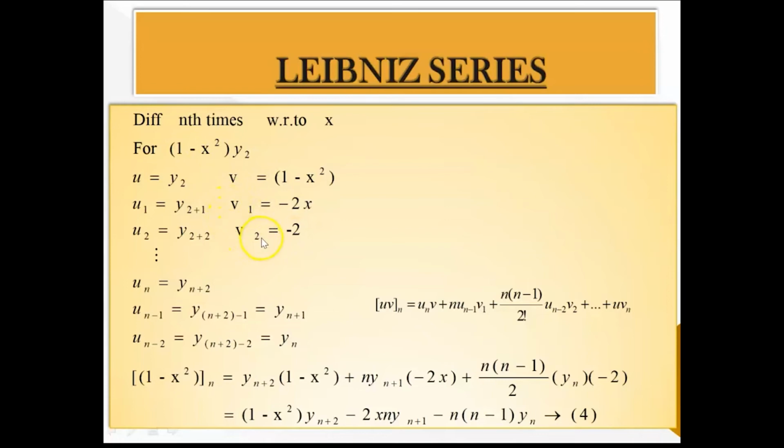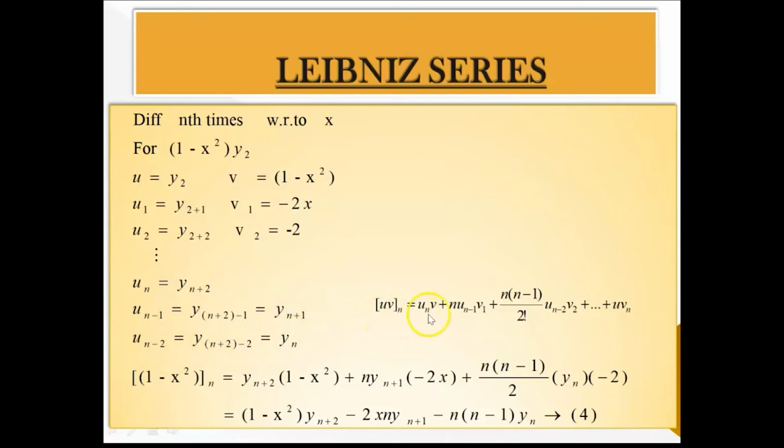So what we observe is that we have to take two derivatives of this part to get the constant value. For u it will be y2. The first derivative u1 will be y2 plus 1 and the second derivative u2 will be y2 plus 2, the fourth derivative of your original function, right? So un will be y(n plus 2), because the Leibniz series is going to be applied on your original function. That is why y(n plus 2) is written here. Un minus 1 will be y(n plus 1), and un minus 2 will be yn.